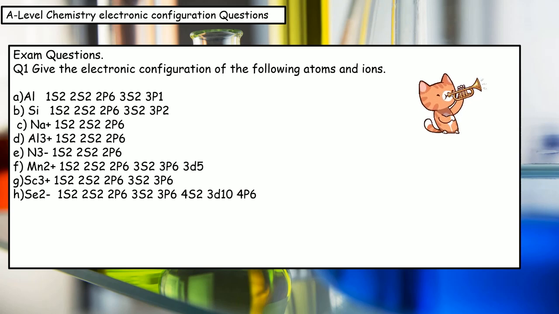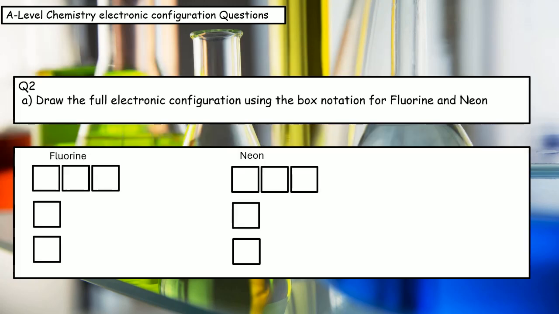we have H, which is a selenium atom that's gained 2 electrons, so interestingly is called the selenide ion, has a 1s2, 2s2, 2p6, 3s2, 3p6, 4s2, 3d10, 4p6 electronic configuration. And that's the end of question one. So now we're looking at question two.